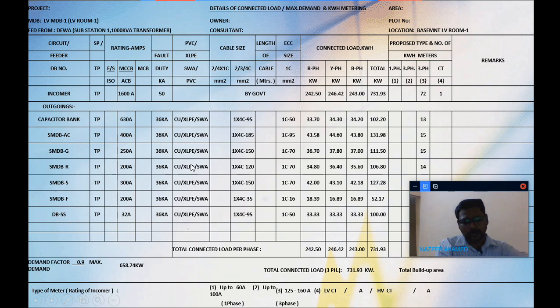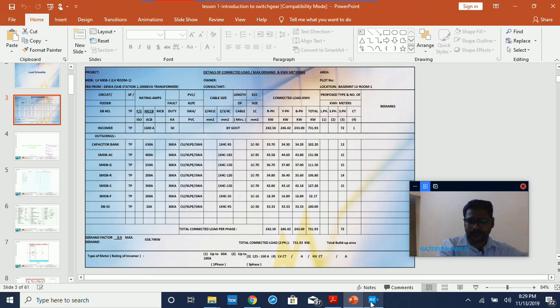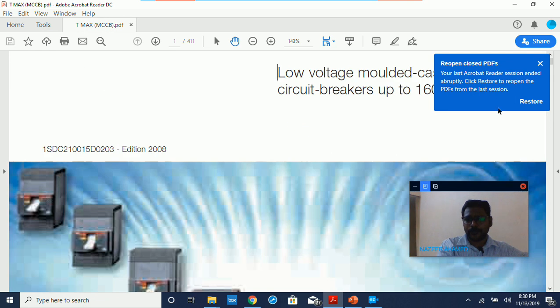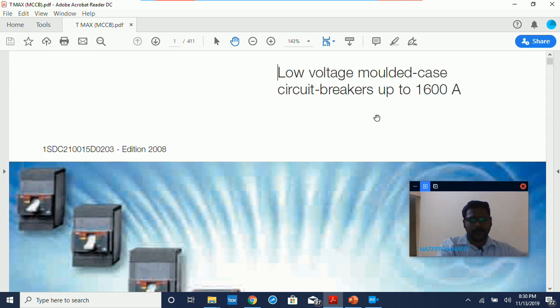So for this I am going to the Tmax catalog. Here I have this Tmax. Now ACBs are available from 800 amps to 6300 amps. This MCCB is available from 160 to 1600. That is, ACBs from 800 to 6300. We had E1, E2, E3, E4 and E6. This is related to ACB, that is ABB brand.